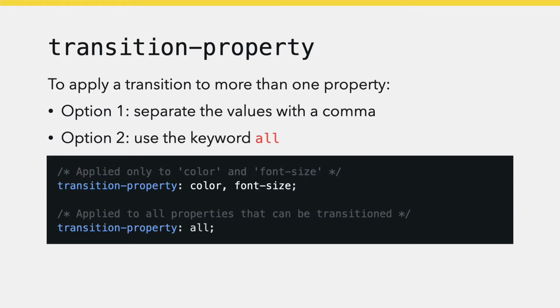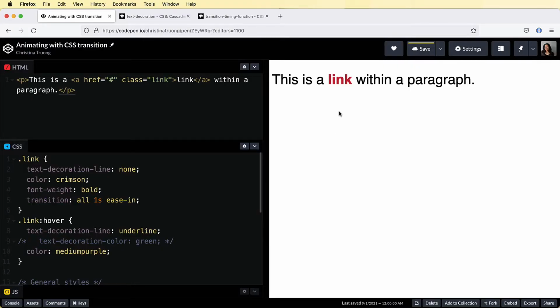To apply a transition to more than one property, the values can be separated by a comma or use the keyword all to apply the transition effect to all the properties that can be transitioned. As we saw in this example, some properties such as text-decoration-line can't be transitioned because there is no sort of in-between state for the property to show a gradual change. Either the line is there or it isn't. A style like color does have in-between values that the browser can define as it's changing from one color to another. And by default, the color of the underline follows the color of the text. So while the line shows right away, the color of the line is transitioning in.